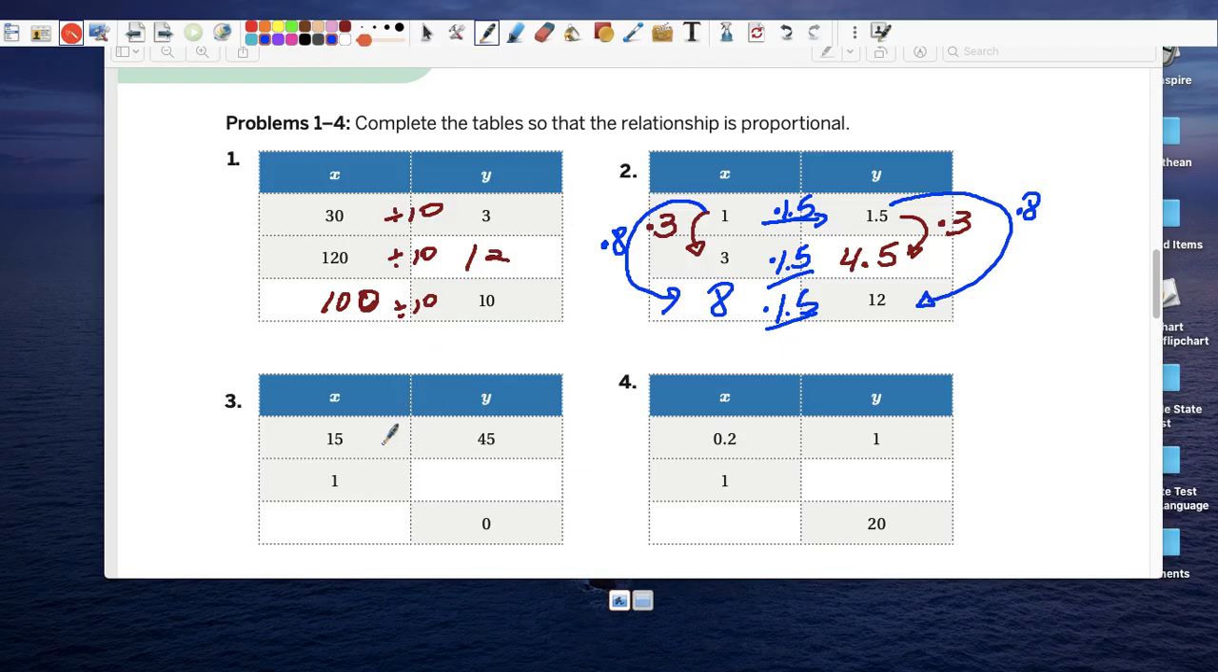This one, let's go this way. Can you figure out 15 times something is 45? 15 times 3 is 45. So once I have that number, it's so easy. 15 times 3 is 45, 1 times 3 is 3. And this one, something times 3 is 0. Well, obviously, that has to be 0. If you decided to do it the other way, think about it. How does 15 become 1? It's divided by 15. Does that work on the other side? 45 divided by 15, is that 3? Yes, it is. Check. Check. This one.